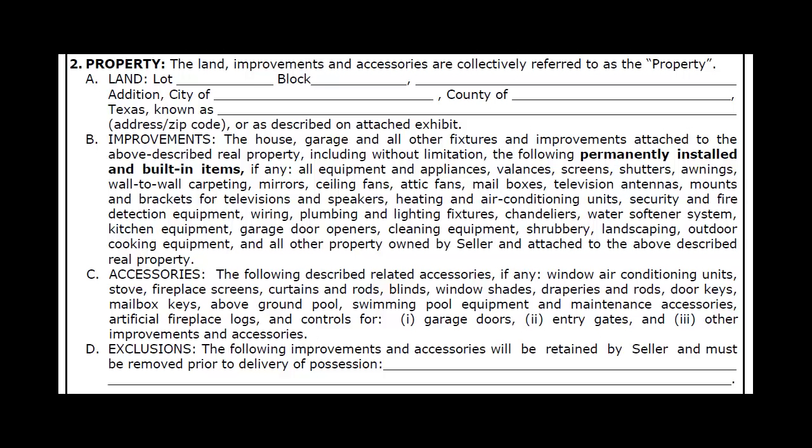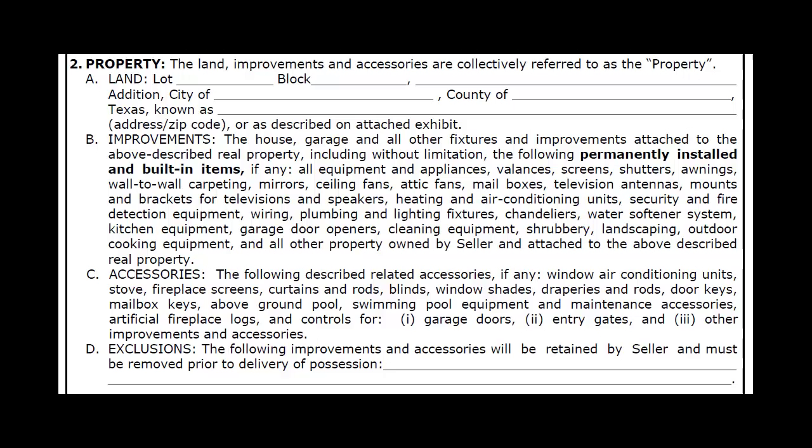So one thing that you can't really do, that this paragraph is not intended to do, is for the seller to retain their mineral rights in this section here. And there's a couple reasons why. Number one is mineral rights are neither an improvement or an accessory, and the seller can't really remove them prior to possession. So the function of the paragraph just clearly doesn't work with mineral rights.